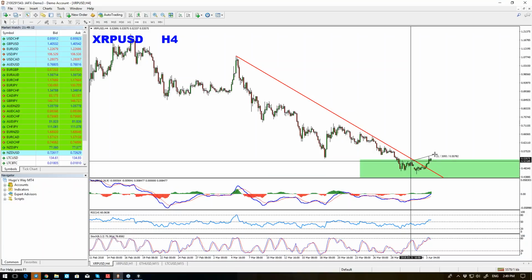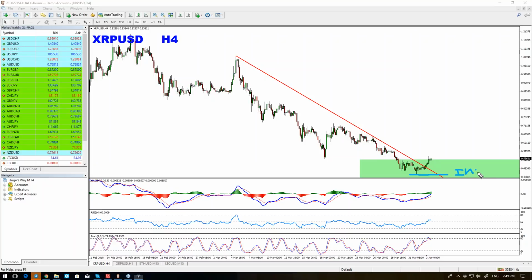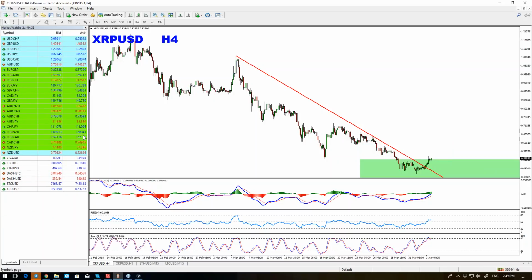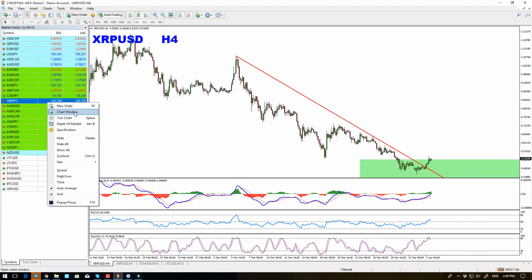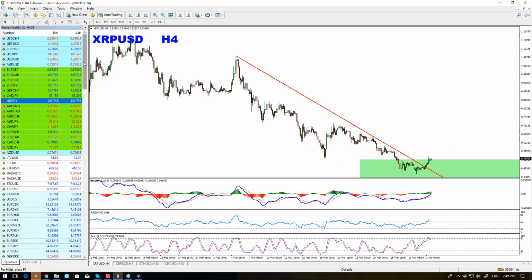We start to see the higher highs forming, which means the bullish view is back. This is the invalidation. We are after buys. Two waves retrace, buys. Okay, now this is the Ripple. What happened here?